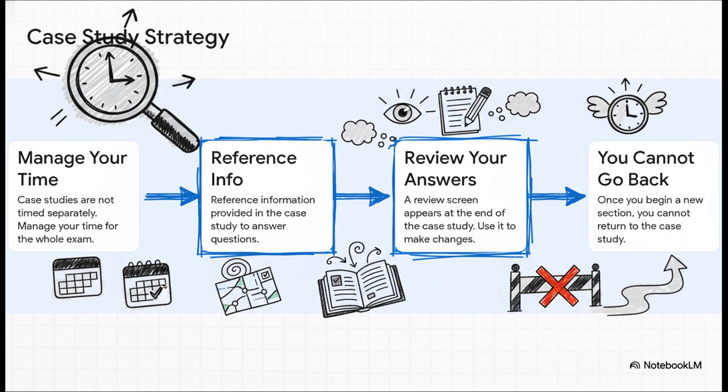First, just read the entire case study once to get the big picture. Don't worry about the details yet. Then, go back and start pulling out the key business and technical requirements and look for any conflicts. As you answer each question, always go back to the text to justify your choice. And here's the absolute killer tip, the most important part. Once you finish a case study, you cannot go back, so you have to treat that review screen as your final check.